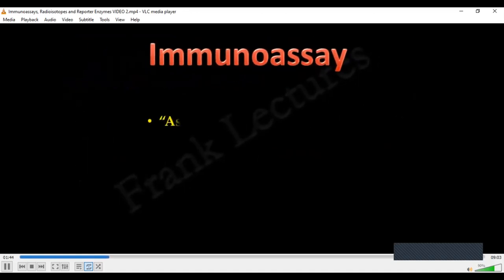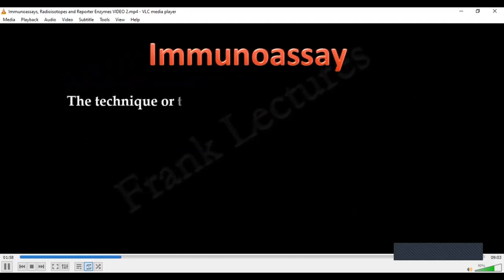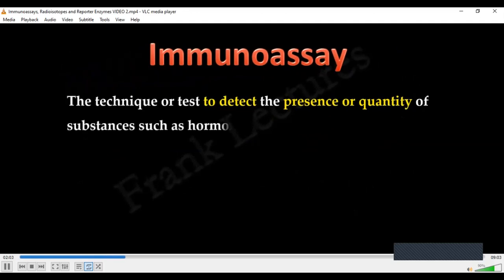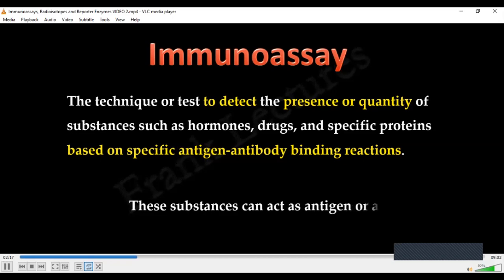Assay means analysis, or simply, a test. The term immune reflects that these tests are related to our immune system and its mechanism of action. Immunoassay can be defined as the technique or test to detect the presence or quantity of substances such as hormones, drugs, and specific proteins based on specific antigen-antibody binding reactions. These substances can act as antigen or antibody.